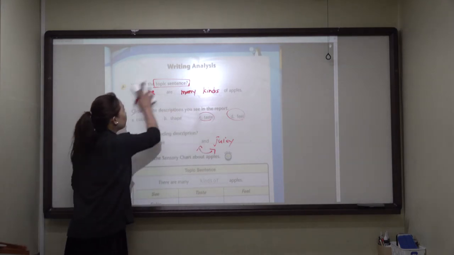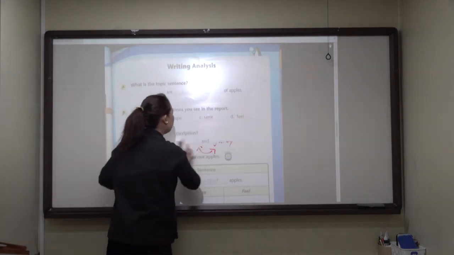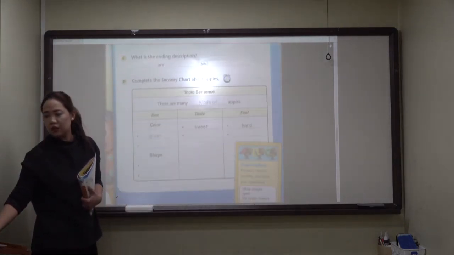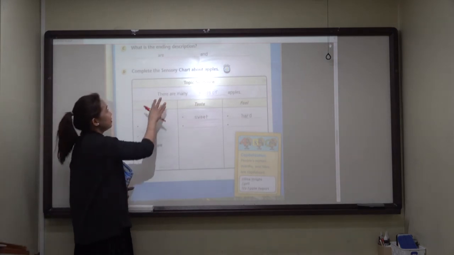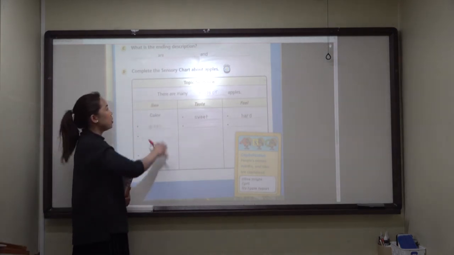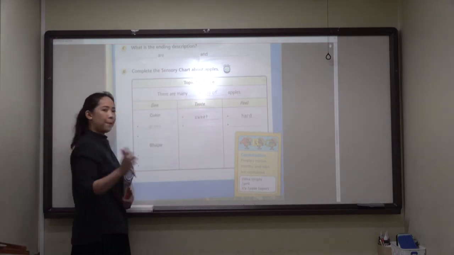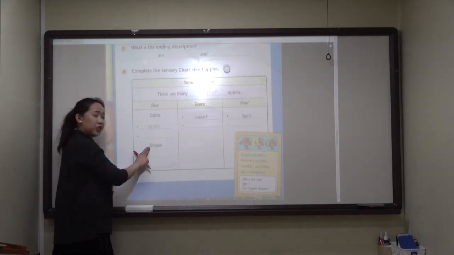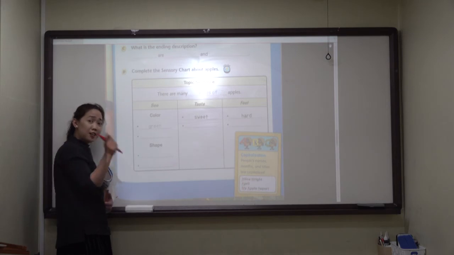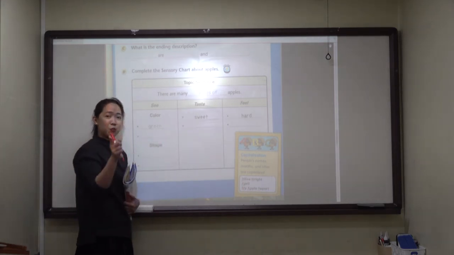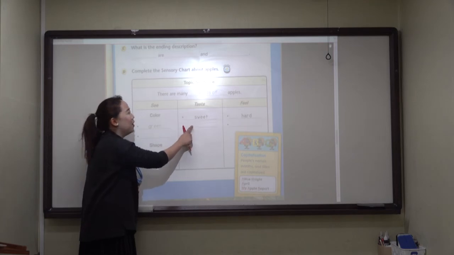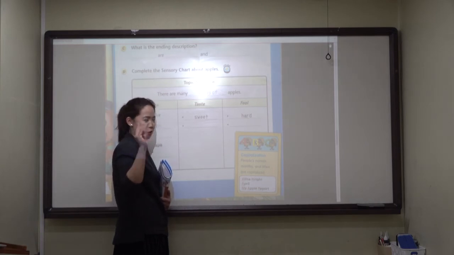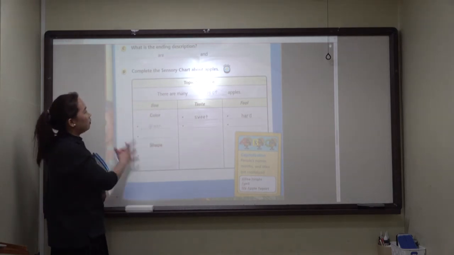Alright, now, okay, so this is pretty much the same. This is the sensory chart, just like what we did in the first page. The topic sentence, there are many kinds of apples. Now we can do this really quickly. Alright, what are the colors? Green and red. What are the shapes? Round and not so round. What are the tastes? Sweet and not so sweet. No, sweet and sour. What are the feels? Hard and smooth. Very good. Okay. Write your answers.